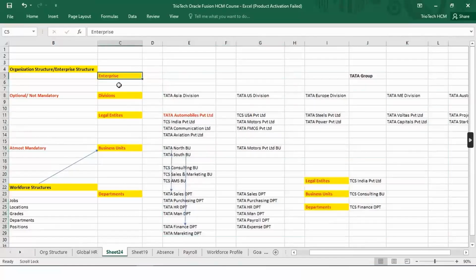Kumar, you explained to us what is what in the system: enterprise means what, divisions means what, legal entity, business unit, department.